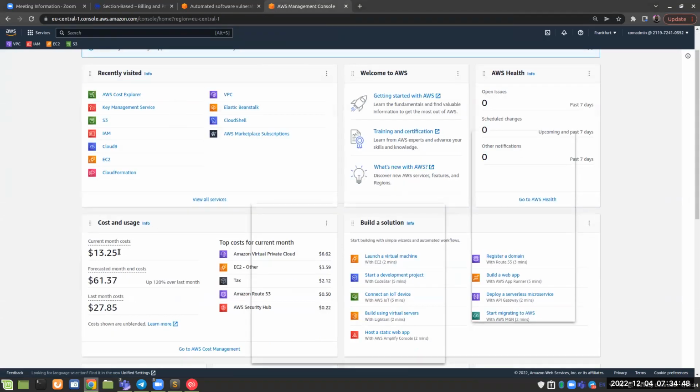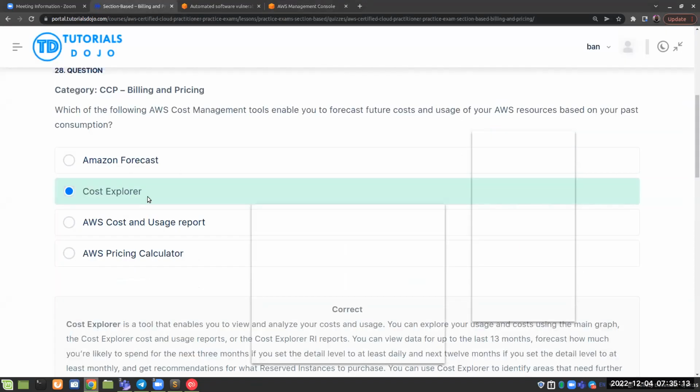You see, cost and usage tells me my current cost. It forecasts what I will pay if I continue using at this amount. So this is the forecast, and it tells me the last month's cost. So that is what it's all about. Yeah, so it's Cost Explorer. Cost Explorer will help you.